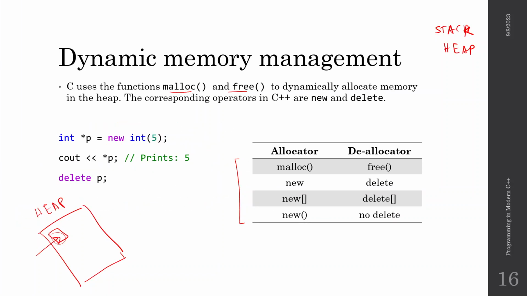Out of these, I would suggest that you use the new keyword. The syntax is: new int, and then in brackets we can write the value of the memory location, 5. So it will give us a pointer to this location, and we can print the value, and after our job is done we can delete the pointer. So delete p means it will free up the location.